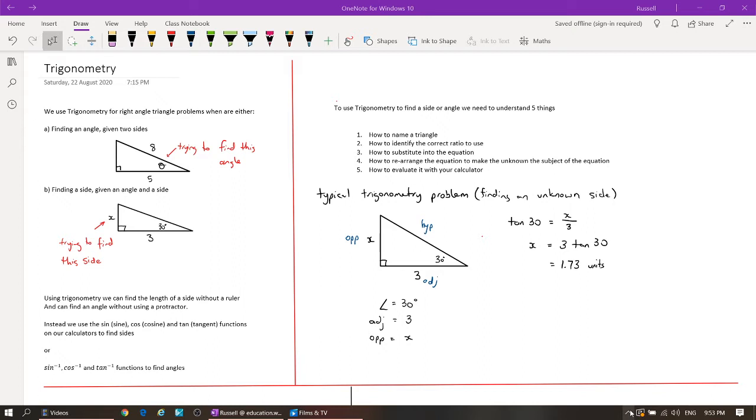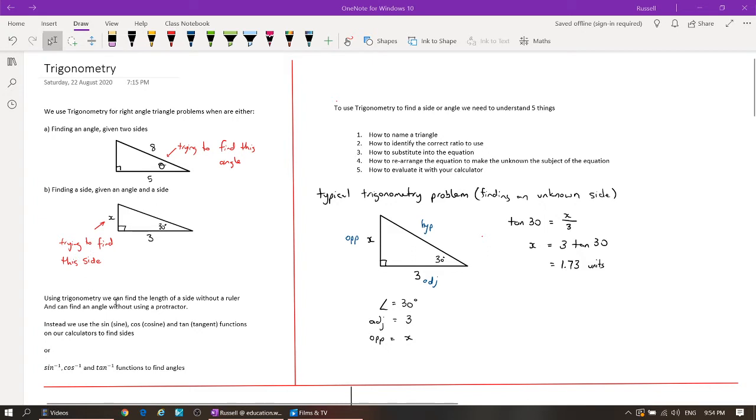So when we've got a trigonometry problem, we've got one of two situations. We're trying to find an angle given two sides. So that's what's happened in this case here. We want that angle there. Or we're trying to find a side given an angle and a side. So in this case, we're trying to find this side here.